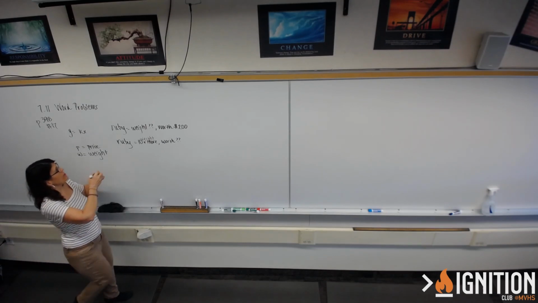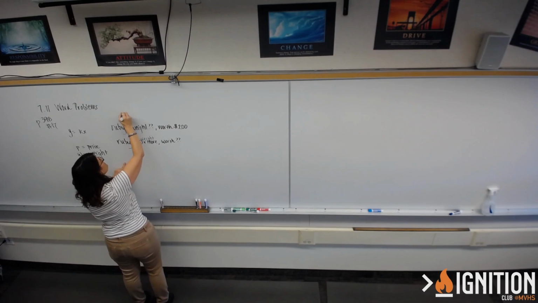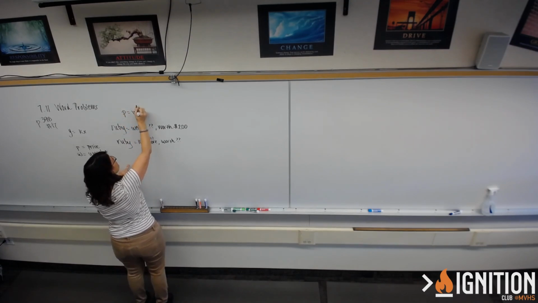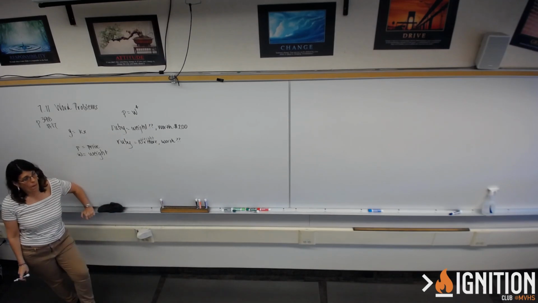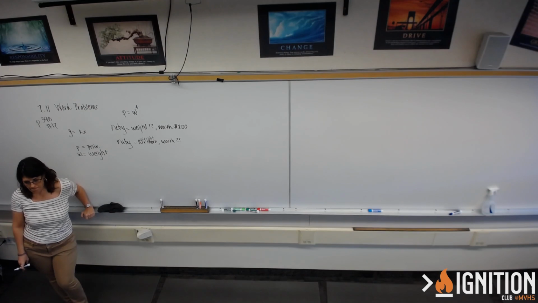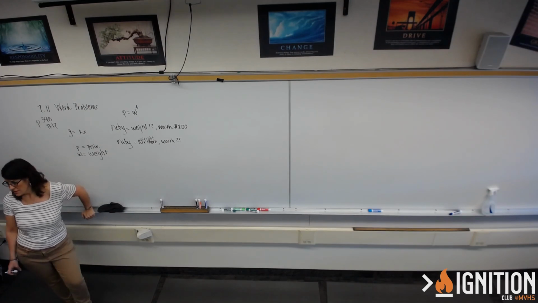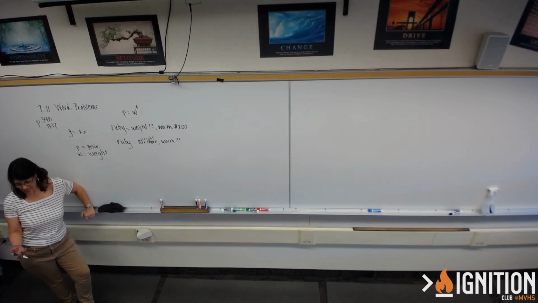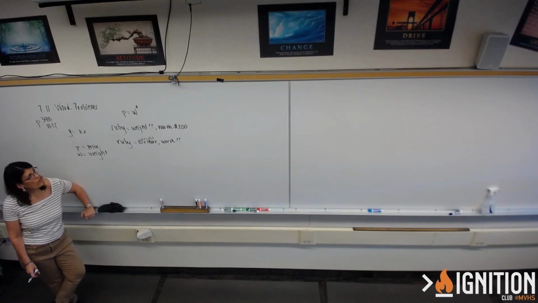Oh, I forgot the equation. Price is equal to some weight. That's where my mistake was. That's with the K. It's a direct variation, so that's where my mistake was.